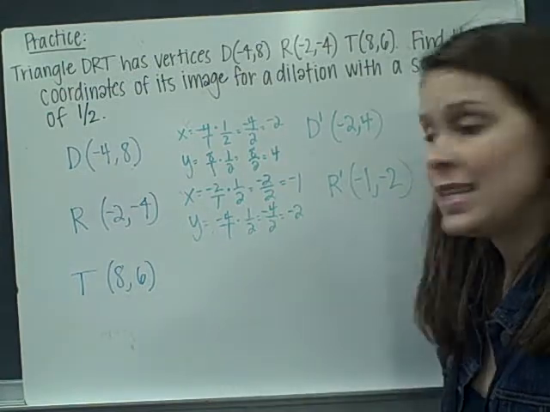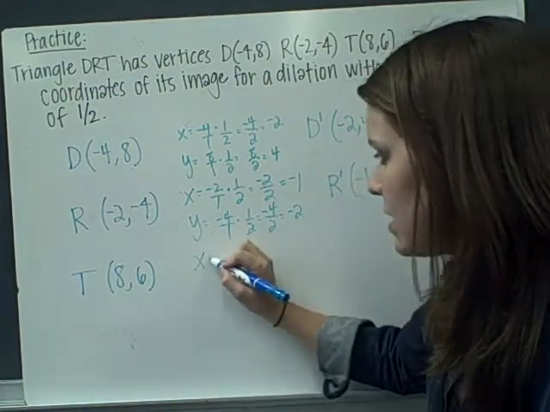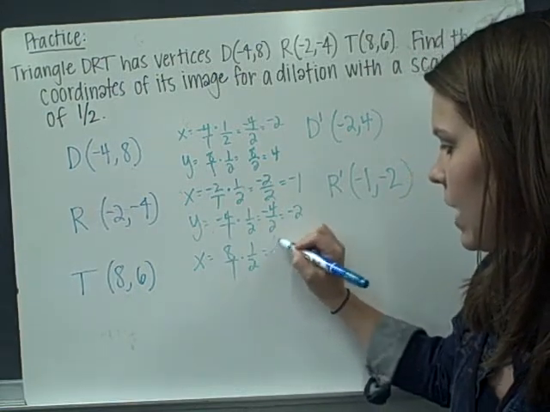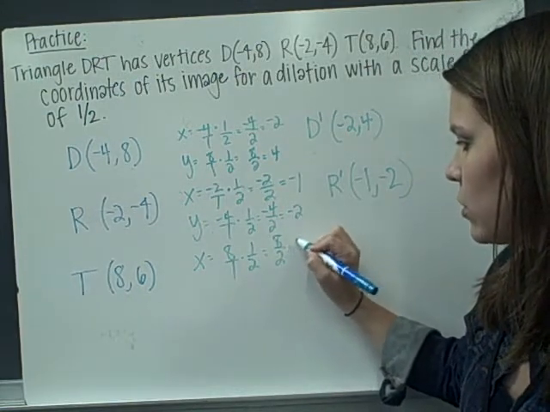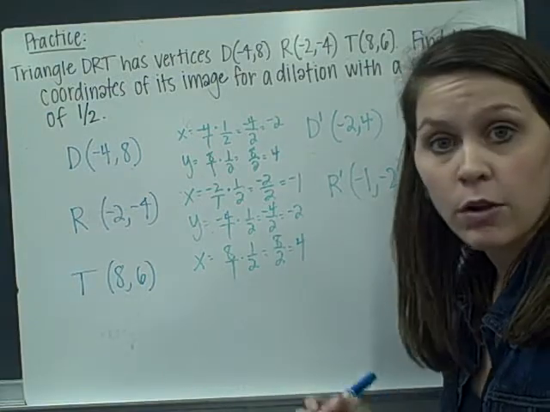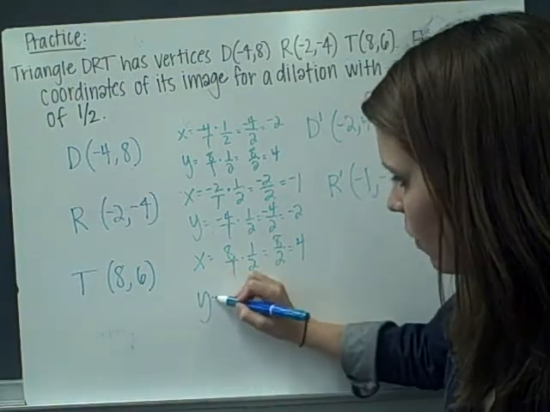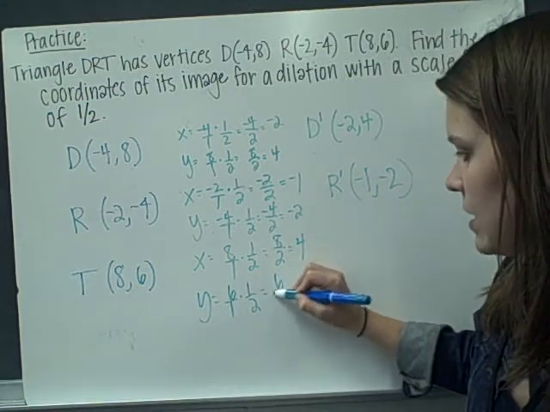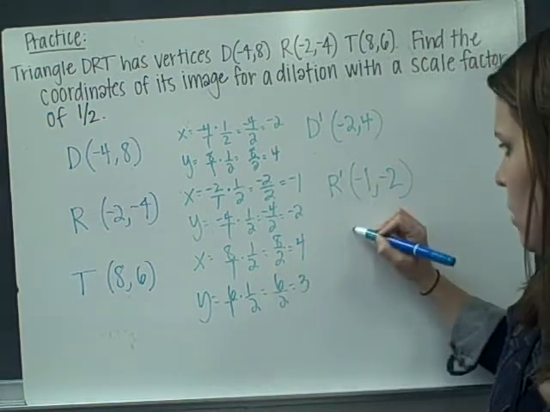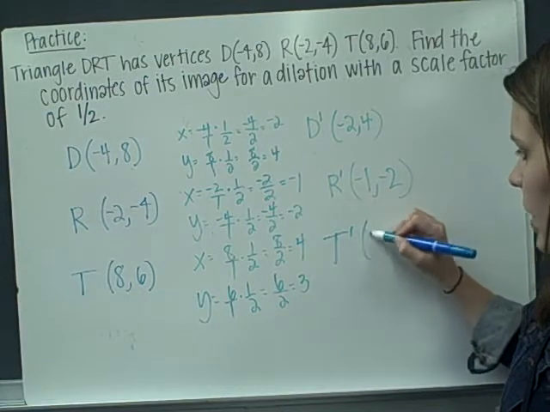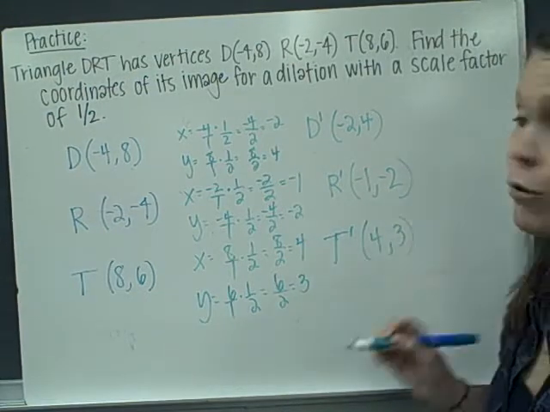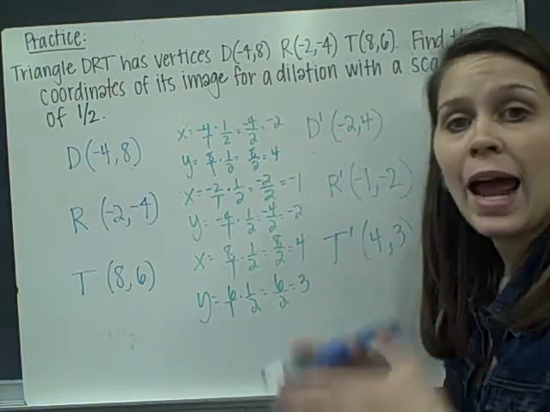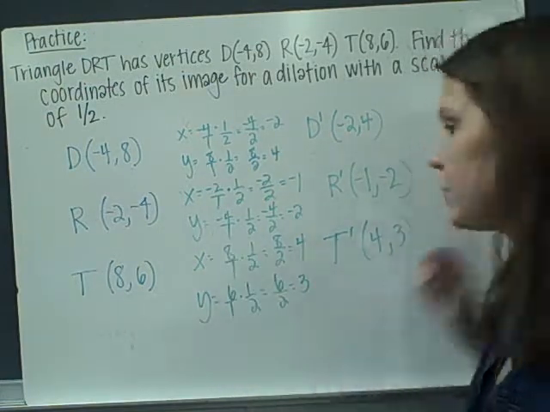The last one is T. So now we have x being 8, so 8 over 1, times 1/2. I get 8 divided by 2, which is 4. So now our new x value is 4. Same thing with the y value, 6 over 1 times 1/2. I get 6 divided by 2, which is 3. So now T prime is 4, 3. If we were to graph these, you would notice that this triangle would be half the size of your original.